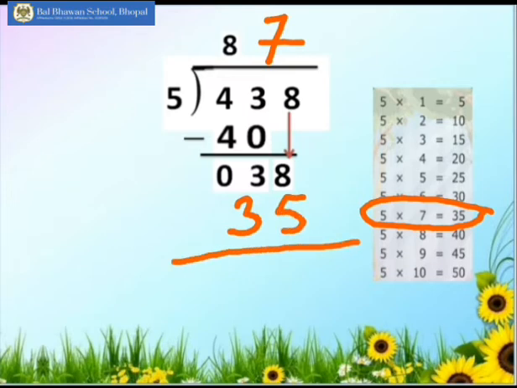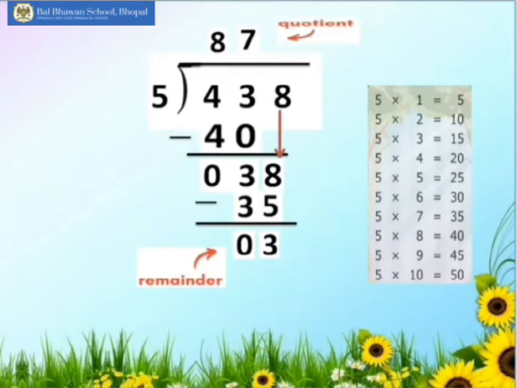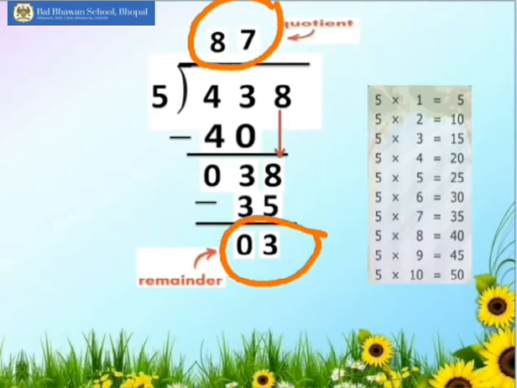Now we will subtract it. So 8 minus 5 is, yes, it is 3. And 3 minus 3 is 0. So children, we have got 87 as a quotient and 3 as remainder.